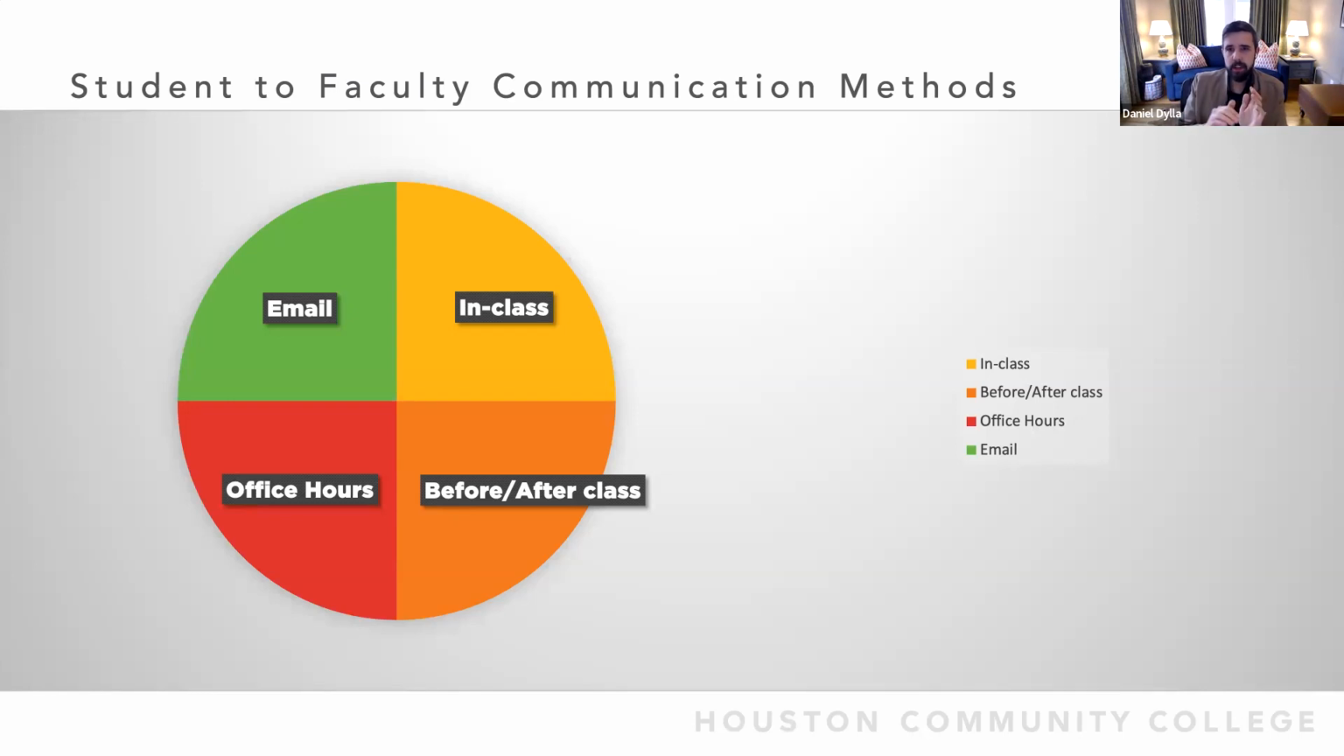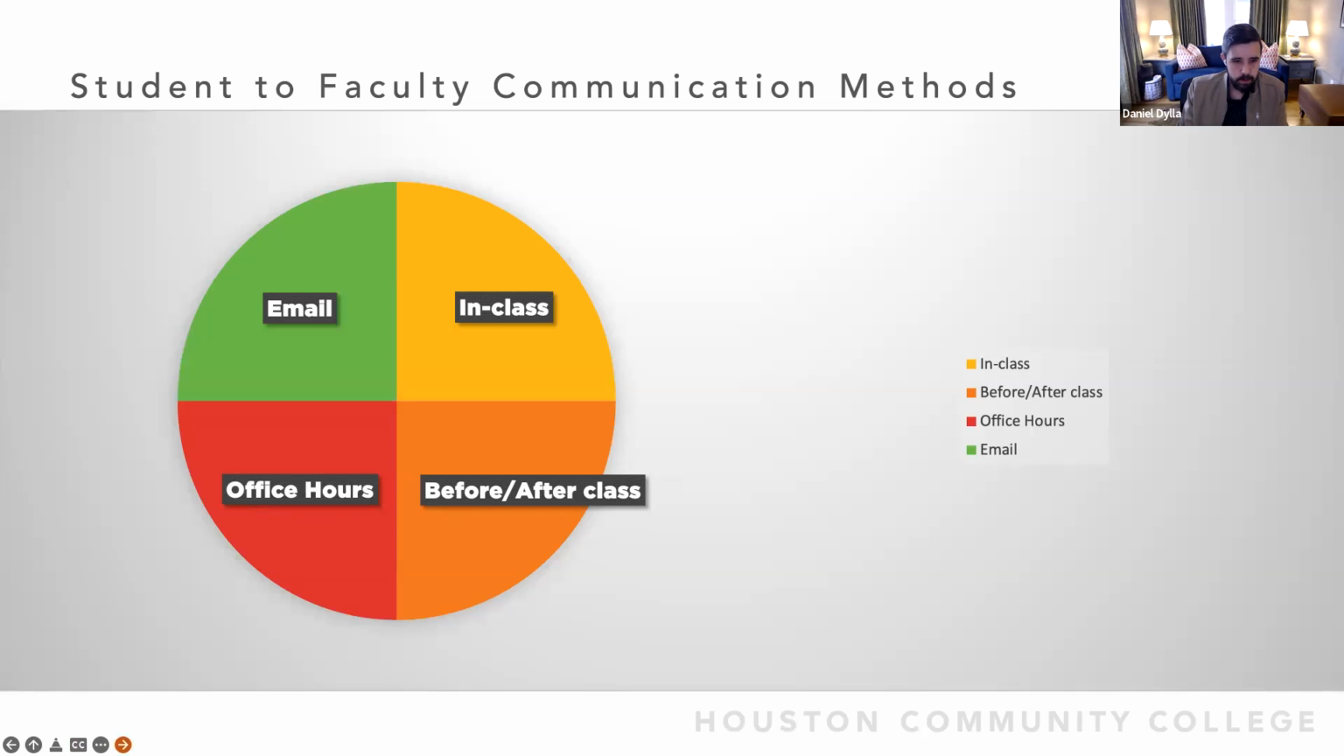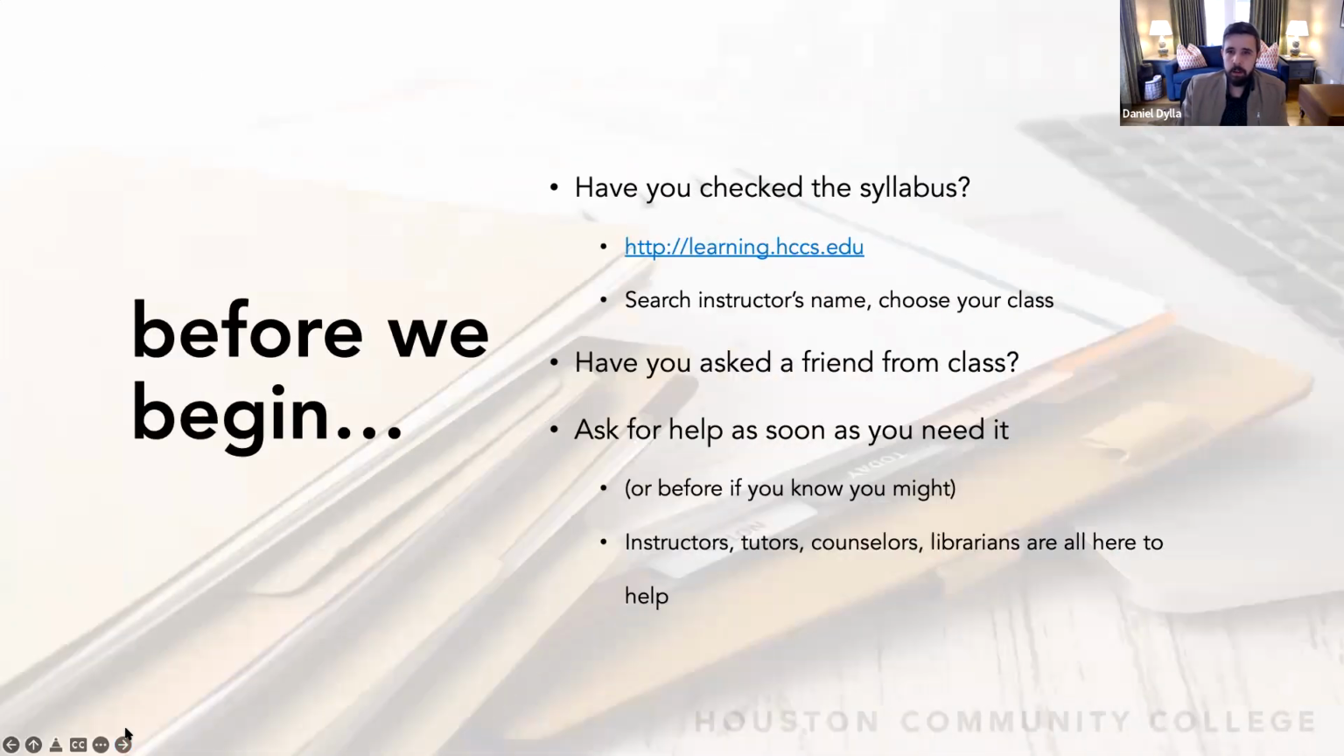So we'll look at each of these different communication methods and which ones are better for different types of things and which ones are a little bit less good for other types of things. And before I get into that, just some reminders in general before you communicate with someone through email or face-to-face or in class or outside of class. Have you checked the syllabus? Do you know what the syllabus is?